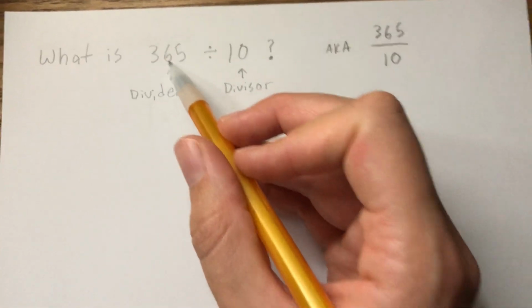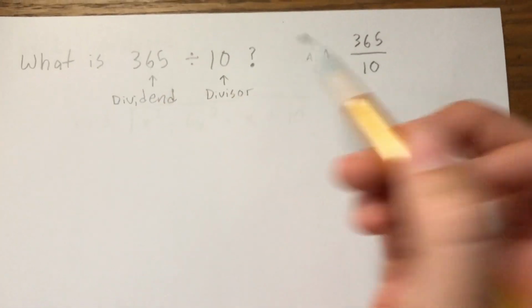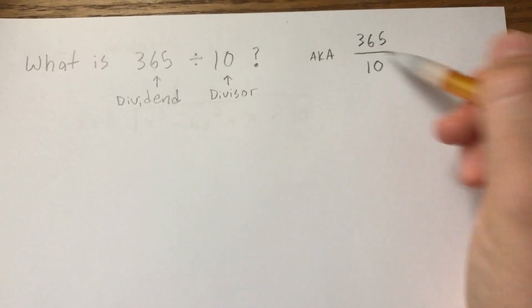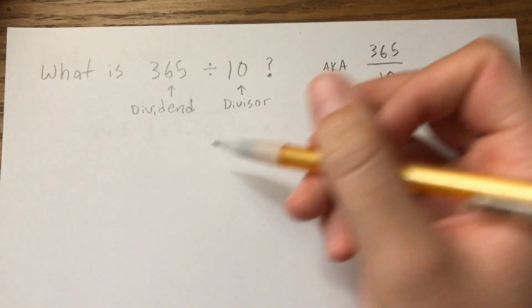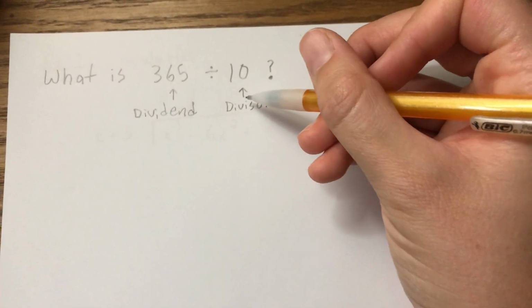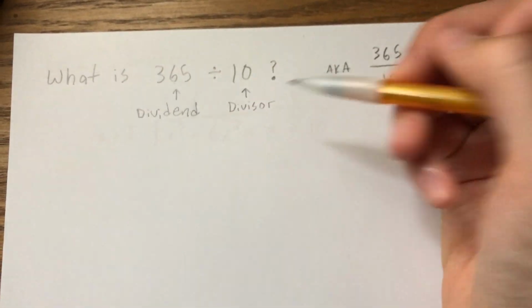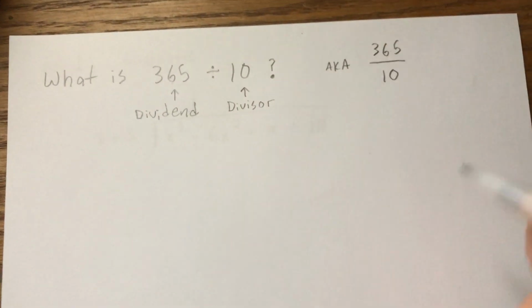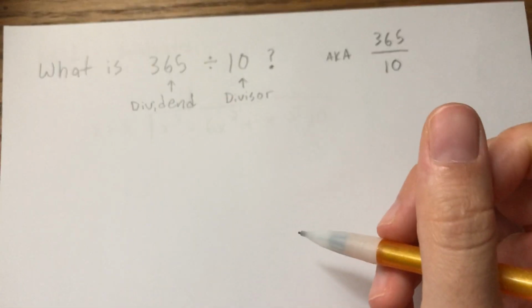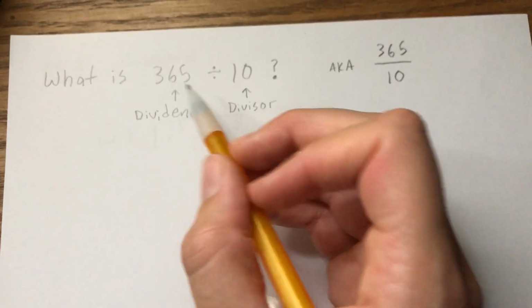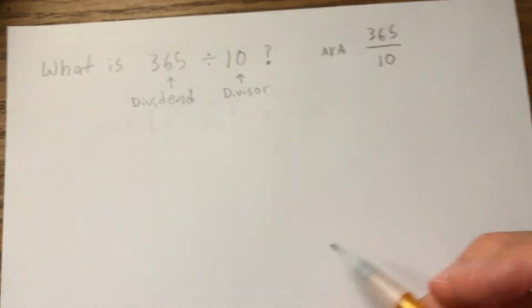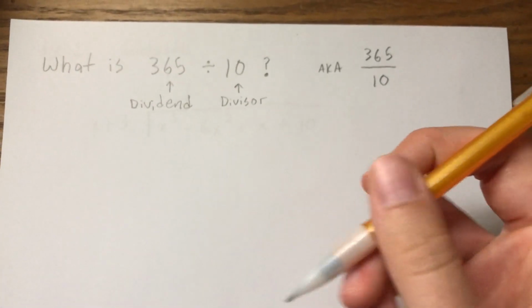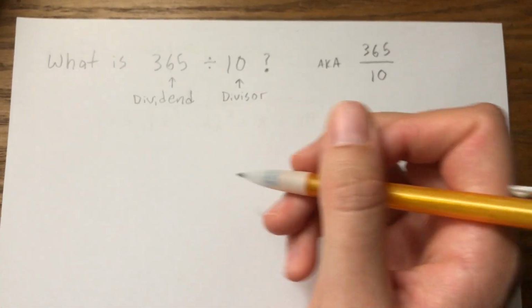If I want to know 365 divided by 10, also written as 365 ÷ 10. Just a little refresher, this is called the divisor because you're dividing by it. That's the dividend. The answer is called the quotient. So I know you could easily do this by just moving the decimal place, but I want to show you long division. It's probably been a while since you did this.